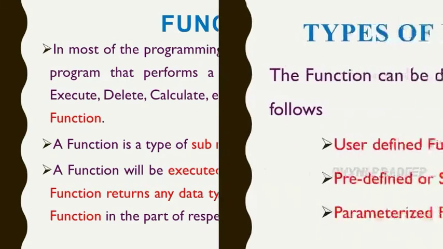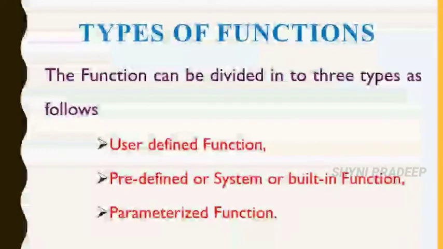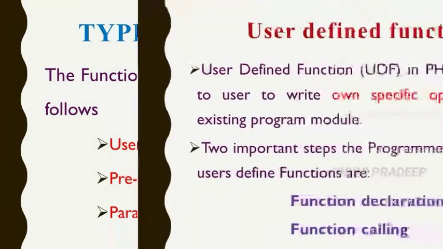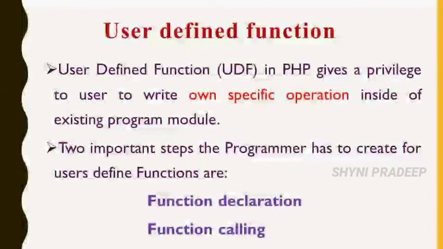Next, let us see the types of functions. Functions can be divided into 3 types. What are they? User-defined function, predefined or system-defined or built-in functions, and parameterized function. Let us discuss them one by one. First, let us see user-defined functions. UDF stands for user-defined function. User-defined function means what? Users can define this function.